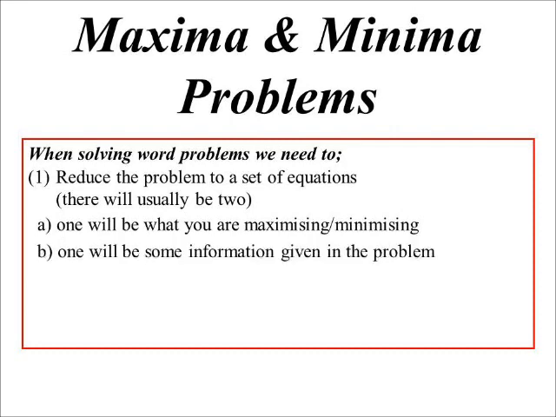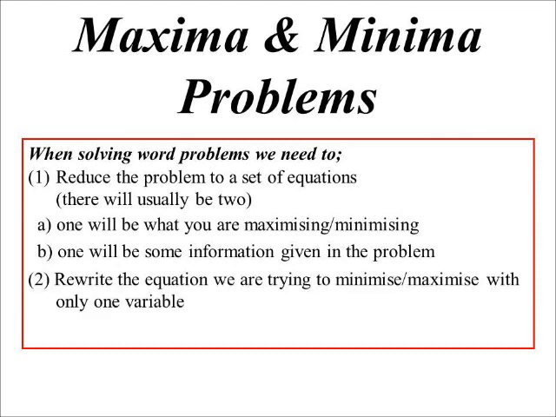Then there'll usually be some sort of linking information in there. So it might be the amount of material you've got to use. You know, oh, the surface area has to equal this, or something like that. So once you've done that, we want to try and rewrite the one we're trying to maximise or minimise in terms of one pronumeral. And that's where we'll use the linking information so we can rewrite it. A bit like parametrics. And then we go and use our calculus to go and solve our problem.